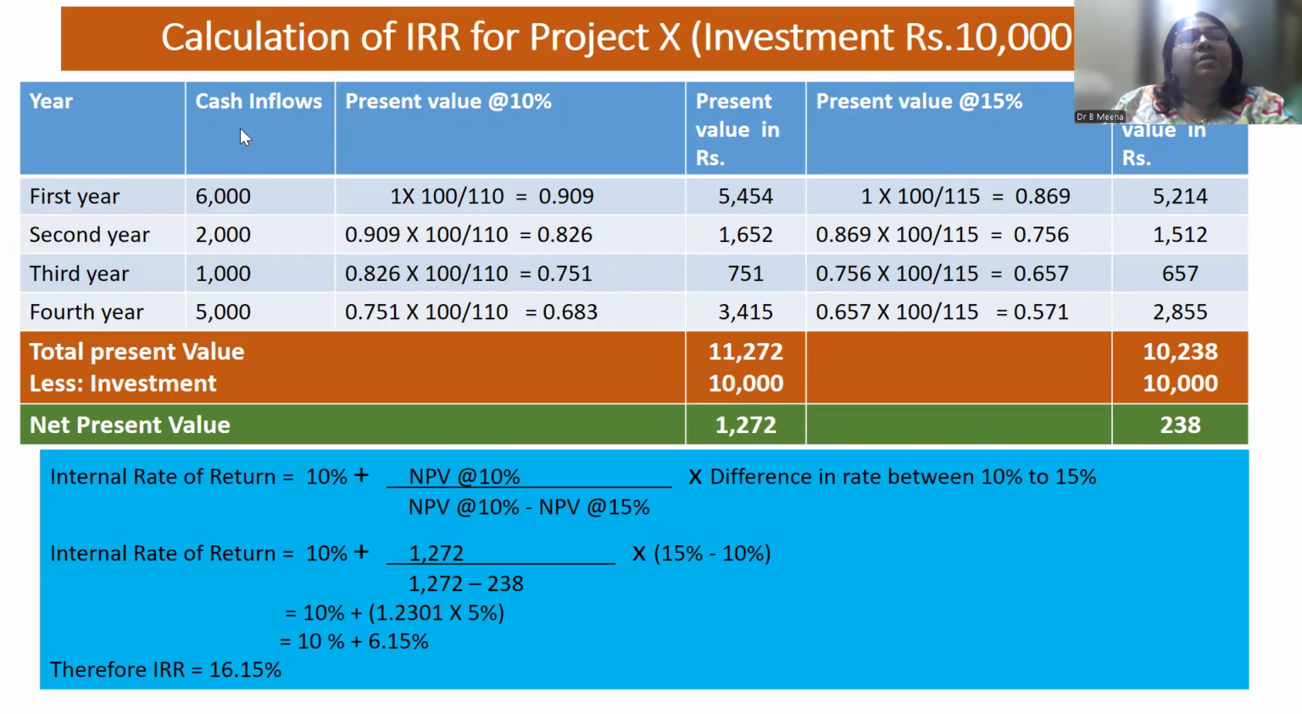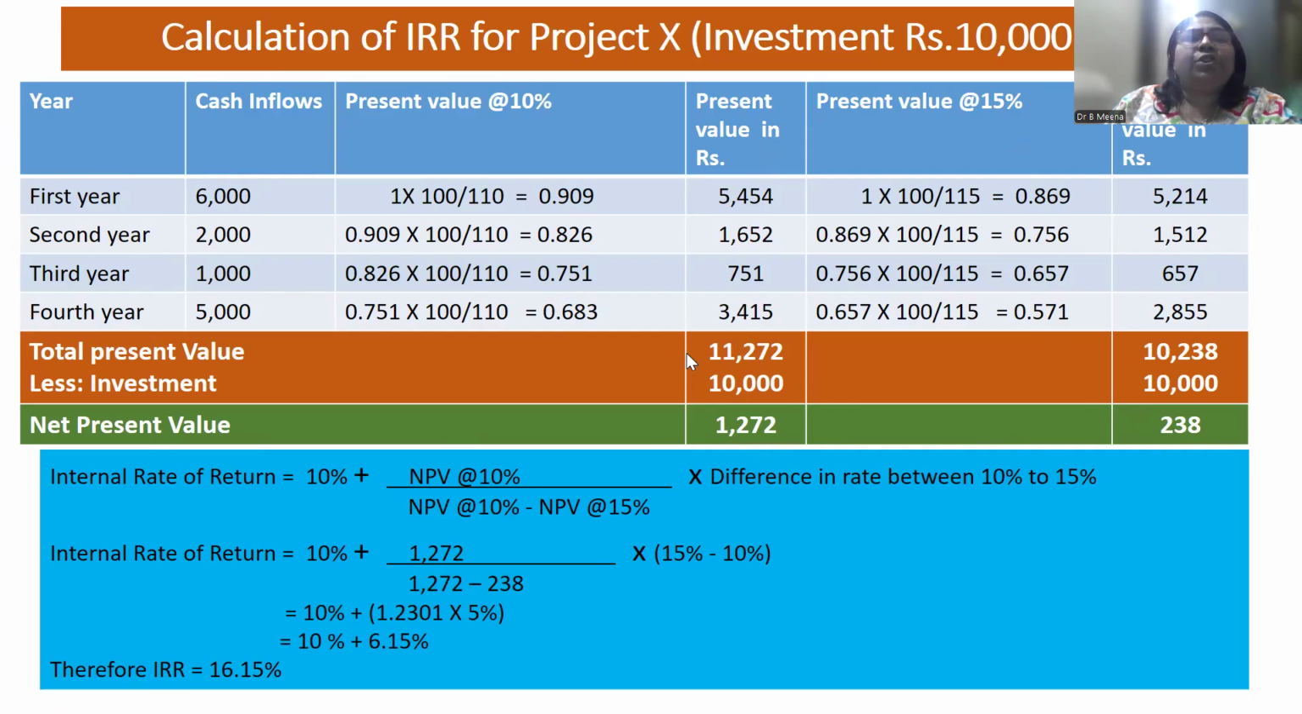So I write all the cash inflows in my second column, and I write the discount rate values for the first year to the fourth year. Then multiply this value with the cash inflows. I'll get the present value of rupees at 10%. Likewise, I need to work out for 15%. So what are the values I'm getting from the cash inflows? That gives me the present value of the rupees at 15%.